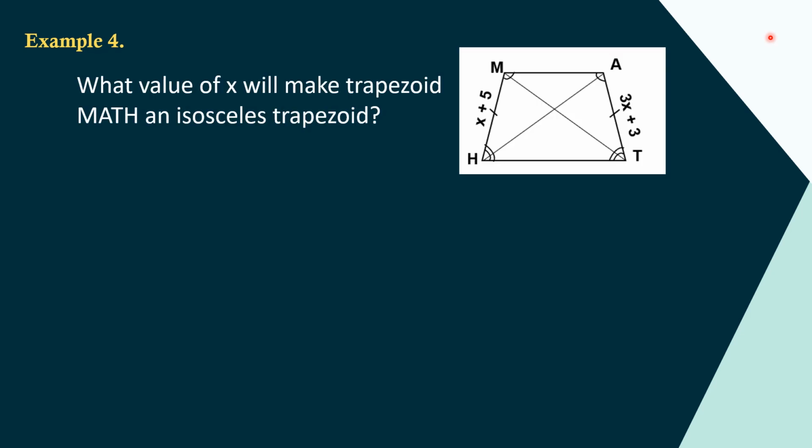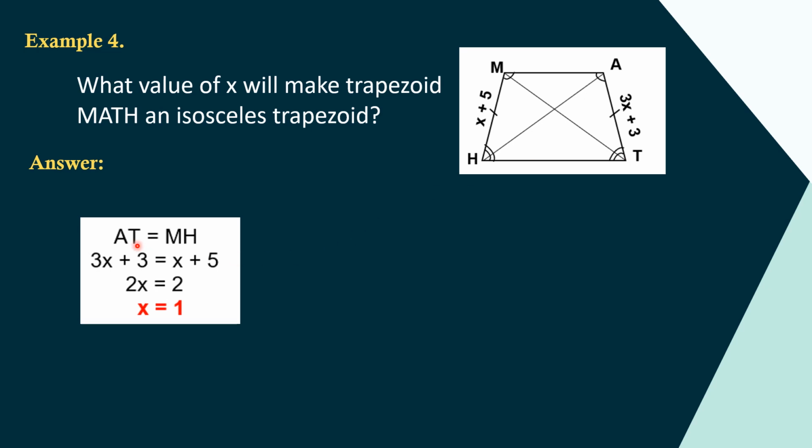Example number 4. What is the value of x that will make trapezoid MATH an isosceles trapezoid? Remember, an isosceles trapezoid has two legs congruent. Therefore, MH is equal to AT. So, to find the value of x, we need to set AT equals MH. So since AT is 3x plus 3 and MH is x plus 5, we now equate the two and solve for x. We now get 2x equals 2, and therefore x equals 1.